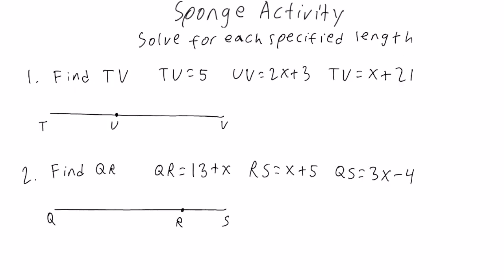Alright, now for the sponge activity. So for this, I want you to solve for each specified length. So in problem number 1, find TV. Problem number 2, find QR. And it gives you the measurements for each. So what I want you to do is solve both of these. Remember, you have to attempt it to get full credit. If you get both of them correct, you'll get a bonus point on the next test.